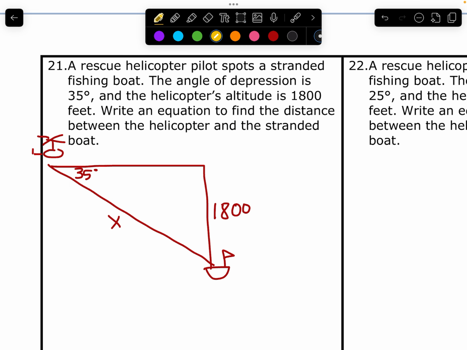And now we're going to label our triangle. This is obviously the right angle. So if this is theta, that means the side across from theta would be the opposite. So the 1,800 is the opposite. And of course, x is across from the 90, so that makes x the hypotenuse. The adjacent side is blank, so we're just going to leave it alone.